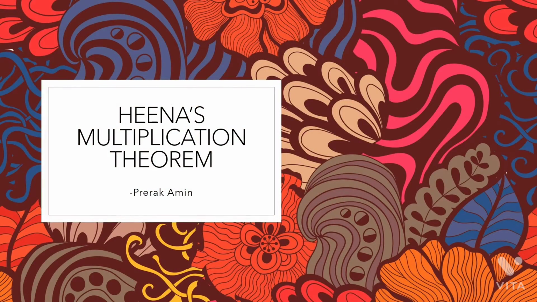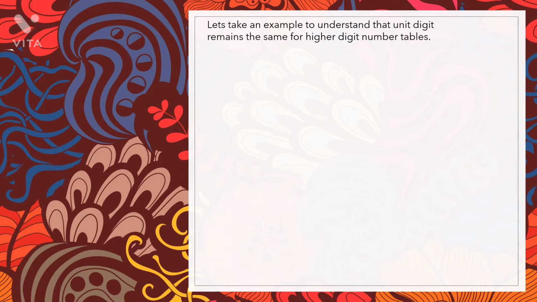This is Hina's multiplication theorem. In this video, I have explained in detail how one can deduce the higher number digit table using its unit digit number table. Let's take an example to understand that the unit digit remains the same for the higher digit number table.